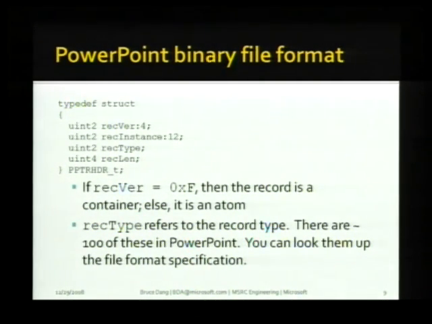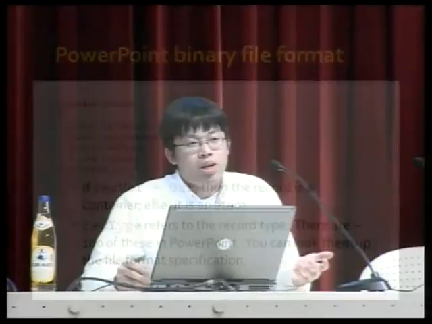I can't remember. But basically, it's a very small structure, and the way you can figure out if a record is a container or an atom is just based on rec version. If it's equal to 0xF, then the record is a container. Anything else is an atom. And the record type refers to the PowerPoint specific record types.